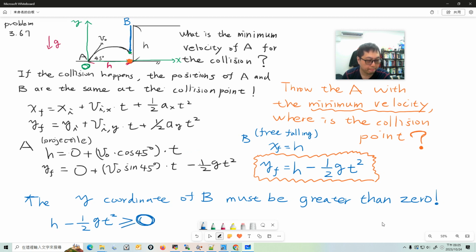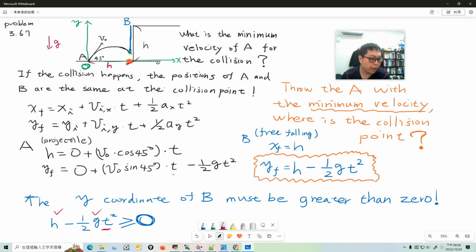So in this equation, what is known? h is given, g is given, so t we don't know. Where can we obtain the information of t? From A, so we look at the projectile motion of A. For A, we have these two equations. Which one can we get information of t from? Both equations have t, but which one can we really get it from?